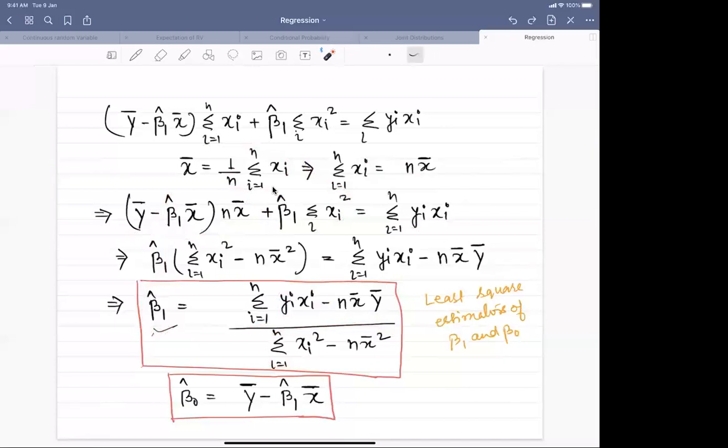In the next module, we will discuss some properties of beta naught cap and beta 1 cap, because they are determined from the sample, so they will vary from one sample to another sample, right? So we have to see what their sampling distribution is. We will discuss very interesting properties of beta naught cap and beta 1 cap in the next module. So this module finishes here. Thank you.